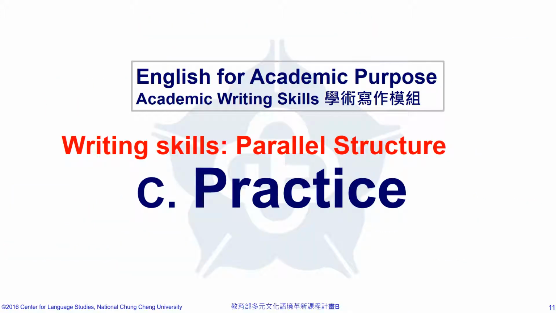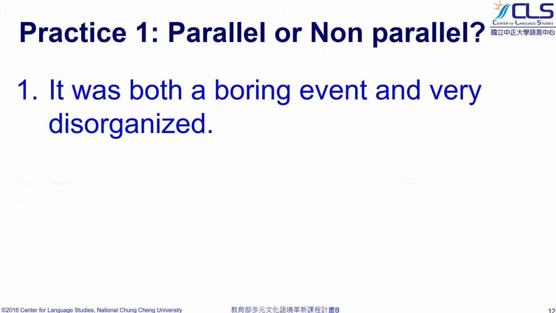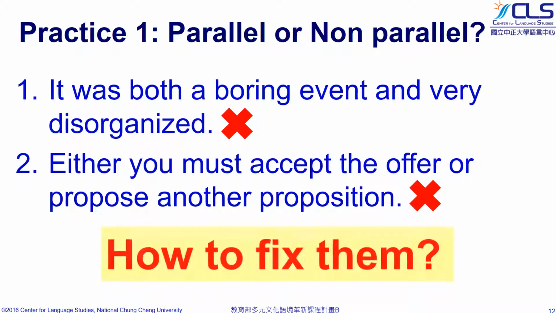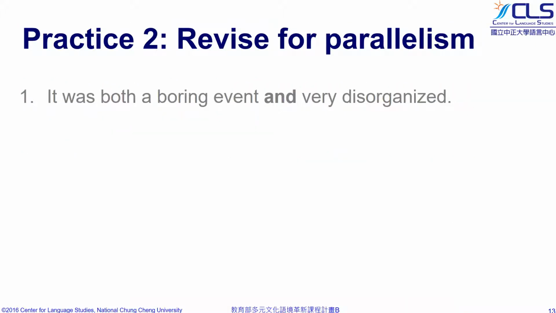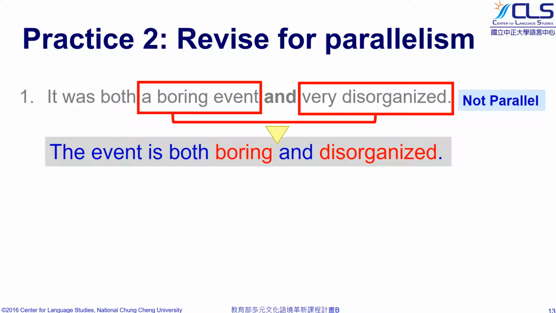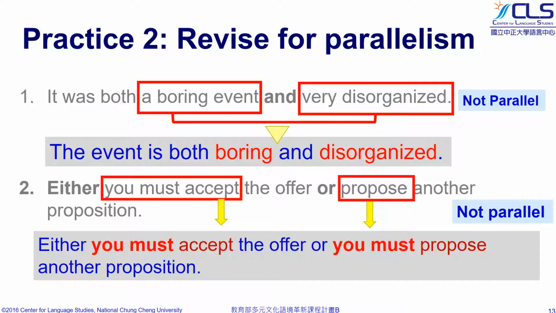Okay, let's practice to learn more. Are these sentences parallel or non-parallel? If not, how can we revise them? The connector and in the first sentence is used to link boring and very disorganized. The combination word either or in the second sentence is used to connect the paralleled ideas. You must accept the offer, or you must propose another proposition.